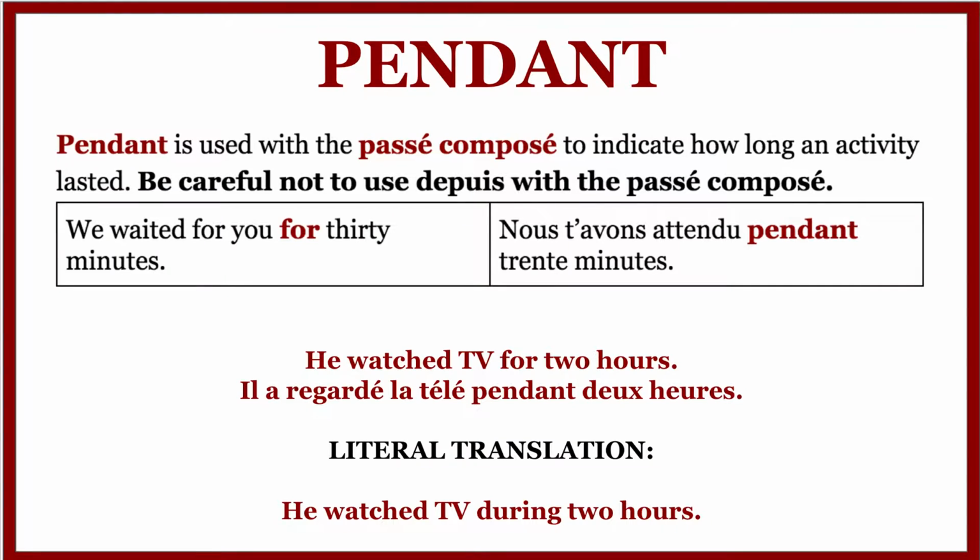All right, let's look at the example. We waited for you for 30 minutes. Nous t'avons attendu pendant 30 minutes. He watched TV for 2 hours. So this is something that started at some time in the past, but remember your passé composé rules. Passé composé says it started, it had a definite beginning point, and it ended. So this guy was watching TV for 2 hours. He started, now it's over with. Il a regardé la télé pendant 2 heures. Literally, he watched TV during 2 hours.